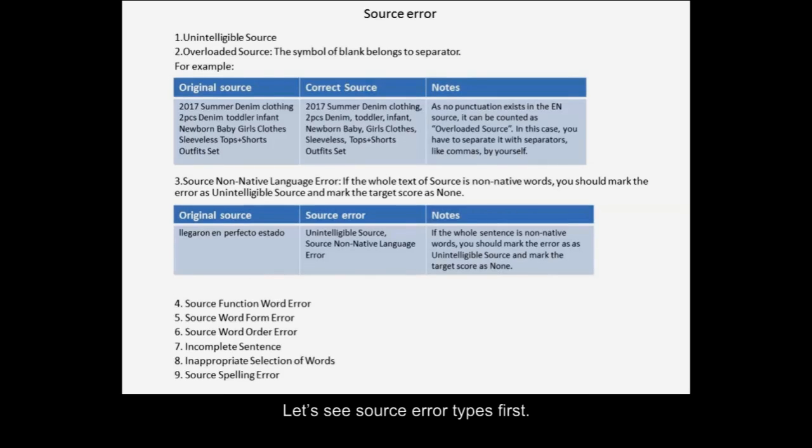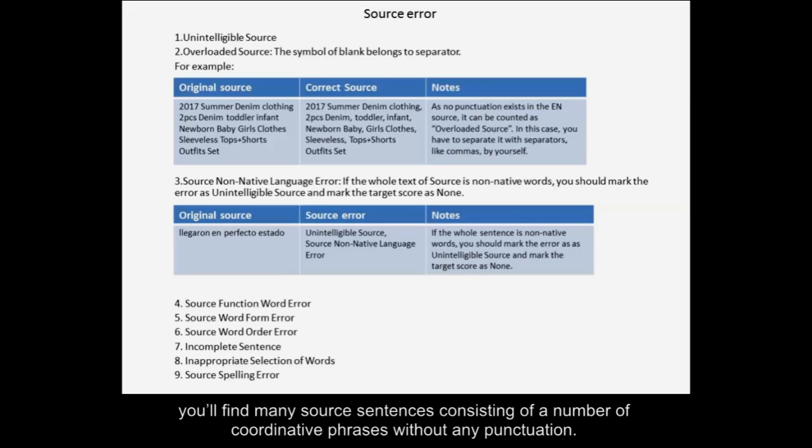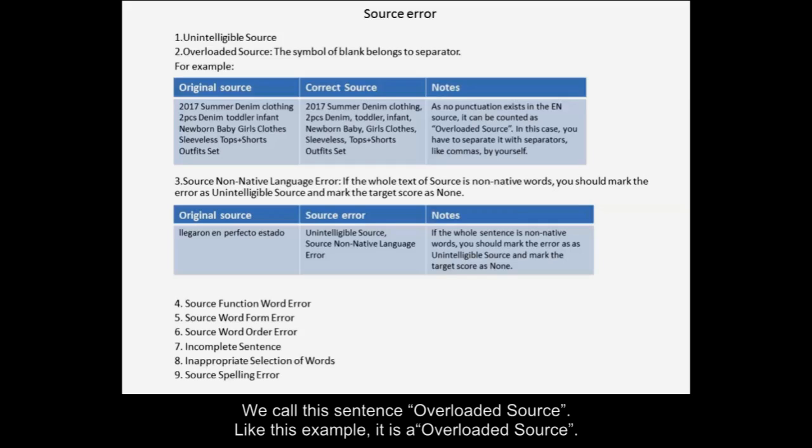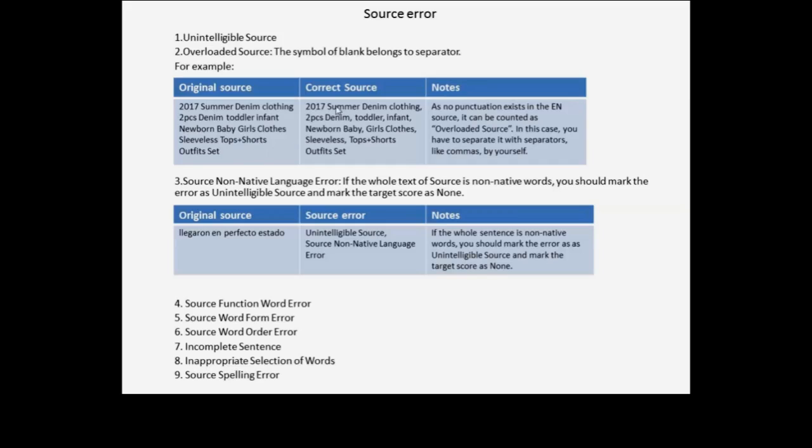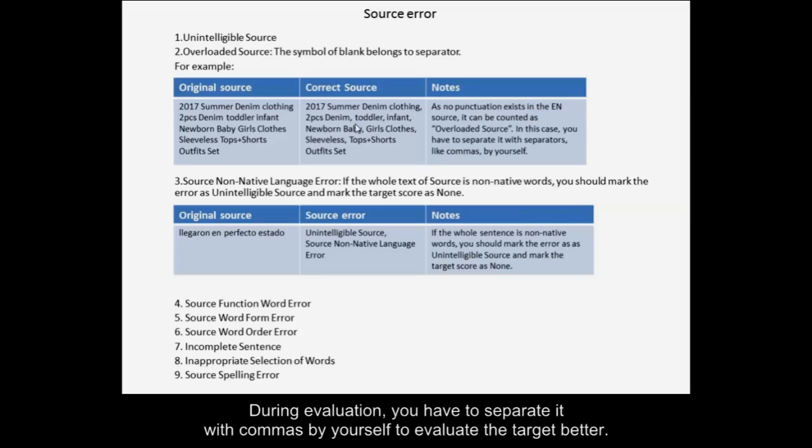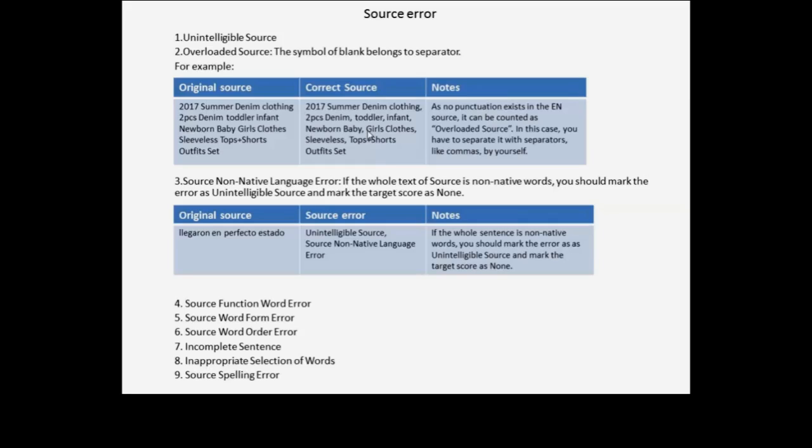Let's see source error types first. There are 9 types in source error, and we will be focusing on 2 of them. For the overloaded source, you will find many source sentences consisting of a number of coordinated phrases without any punctuations. We call this sentence overloaded source. Like this example, it is an overloaded source.